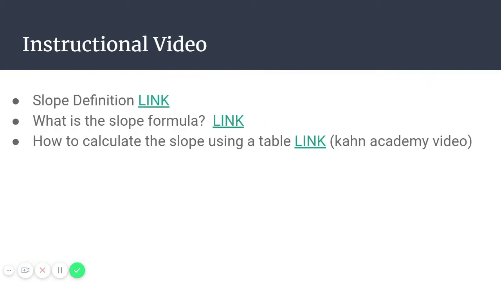We ask that you please pause the instructional slides at this time to go over the instructional videos attached on the slope definition, what is the slope formula, and how to calculate the slope using a table. Please take notes accordingly and resume the PowerPoint once you are done.